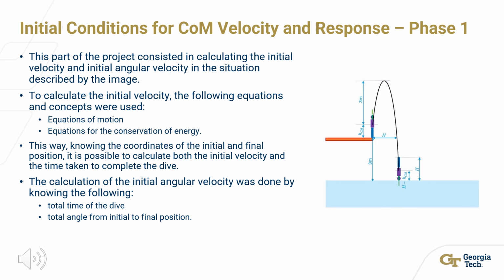So for the initial conditions for center of mass velocity and response, in phase 1 we basically had to calculate the initial velocity and initial angular velocity in the situation described by the image. To calculate the initial velocity, we use the equations of motion for constant acceleration, and the equations for the conservation of energy, since the total energy remains constant even though the kinetic energy and the potential energy vary throughout the dive. This way we managed to calculate both the initial velocity and the time taken to complete the dive, and then we use the time taken to complete the dive together with the total angle from initial to final position to calculate the initial angular velocity.